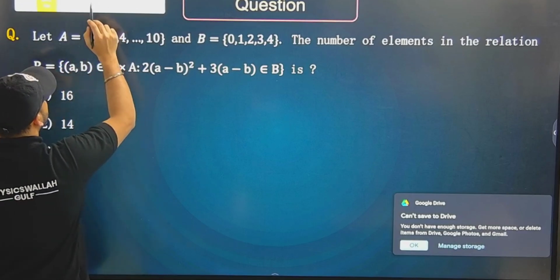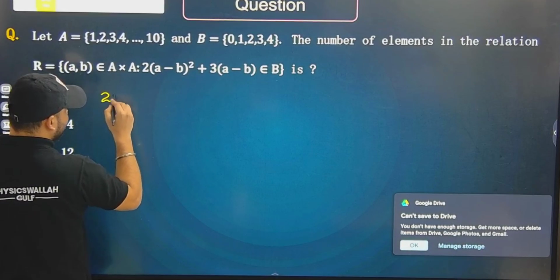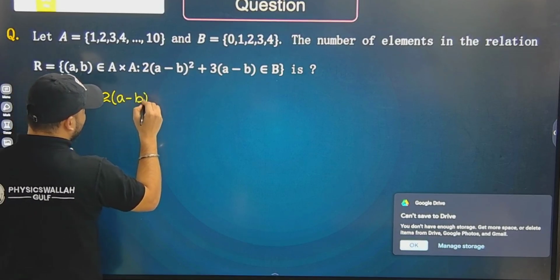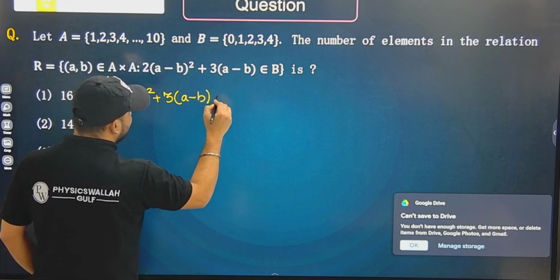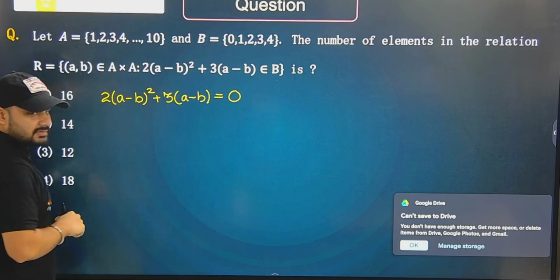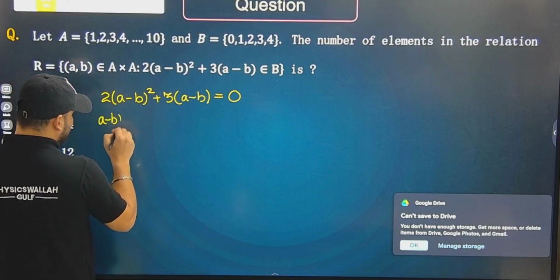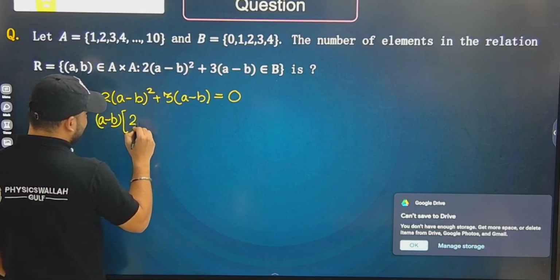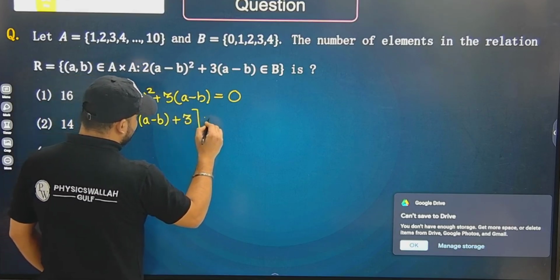We have solved this question before. So again I am going to write this equation: (2A minus B) whole square plus 3(A minus B), and we can take 0 as it is also in B. Okay, let's take the common part, that is A minus B. Here we can say (A minus B) times (2(A minus B) plus 3) is equal to 0.